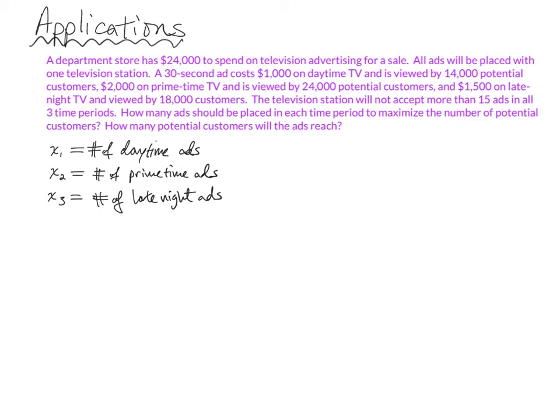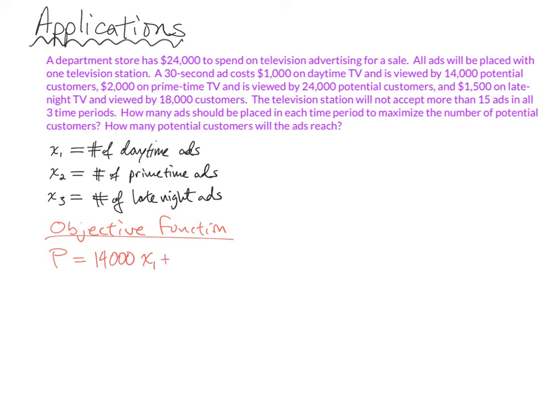From here, we need to figure out the objective function, and we are trying to reach the most number of potential customers. So the objective function here will be about the potential customers. So we will have P equal, let's see, for a daytime ad, we will use X1, and for each daytime ad, we will reach 14,000 potential customers. So 14,000 X sub 1.